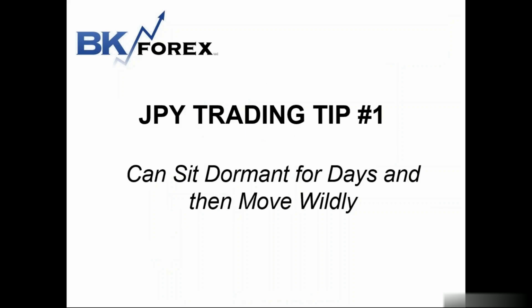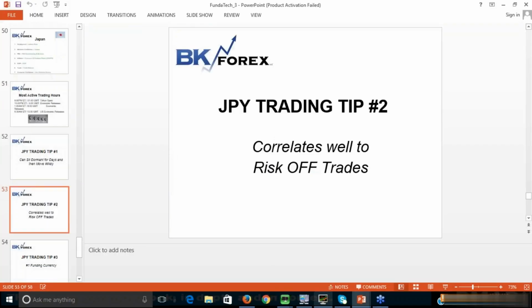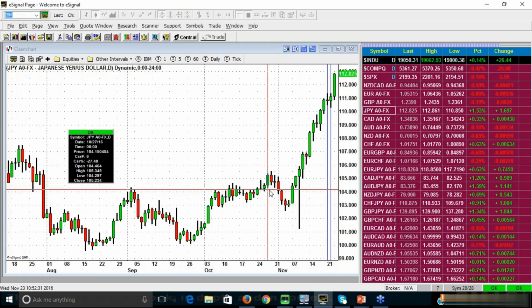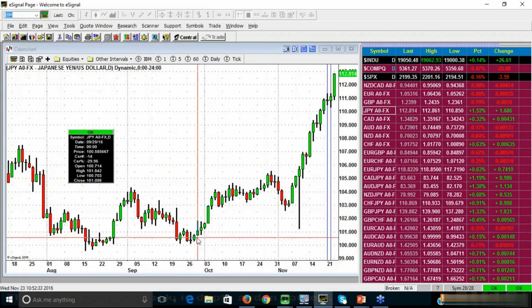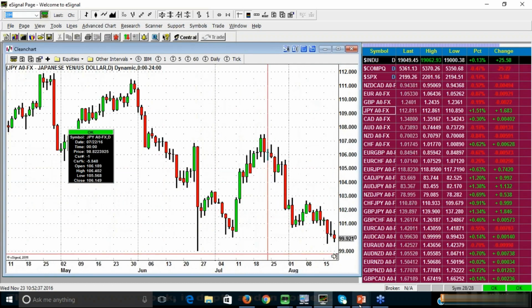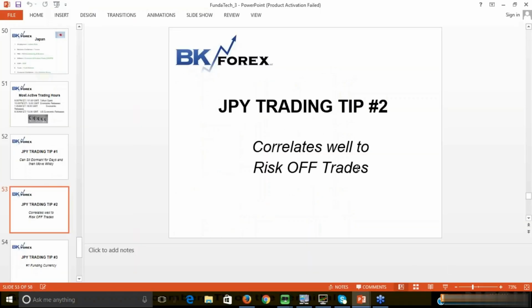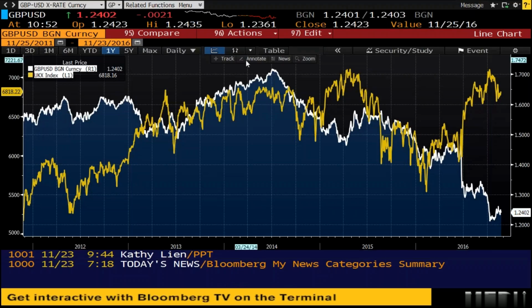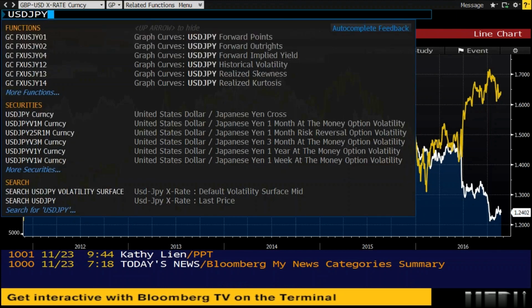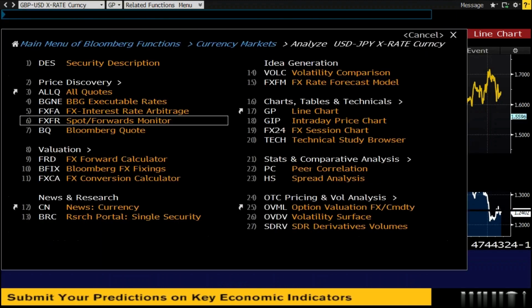The first trading tip for the Japanese yen is that it can sit dormant for days and then move wildly. We see that with dollar yen. Dollar yen can be consolidative and then power higher. Consolidative, and then when it trends, it can trend for many, many days at a time. Correlates well to risk-off trades. We looked at this in the past where I showed you dollar yen has a very strong correlation with risk appetite.